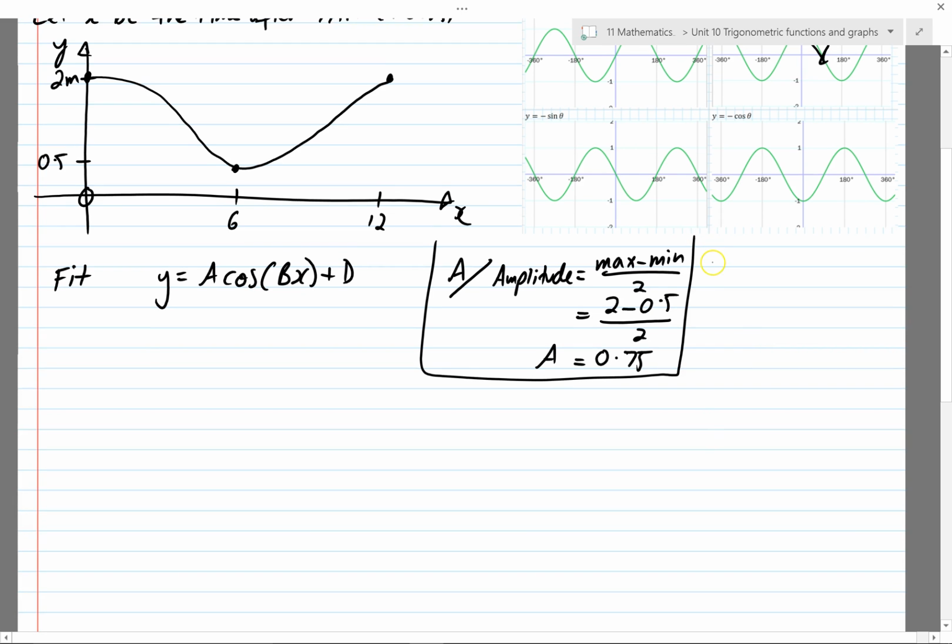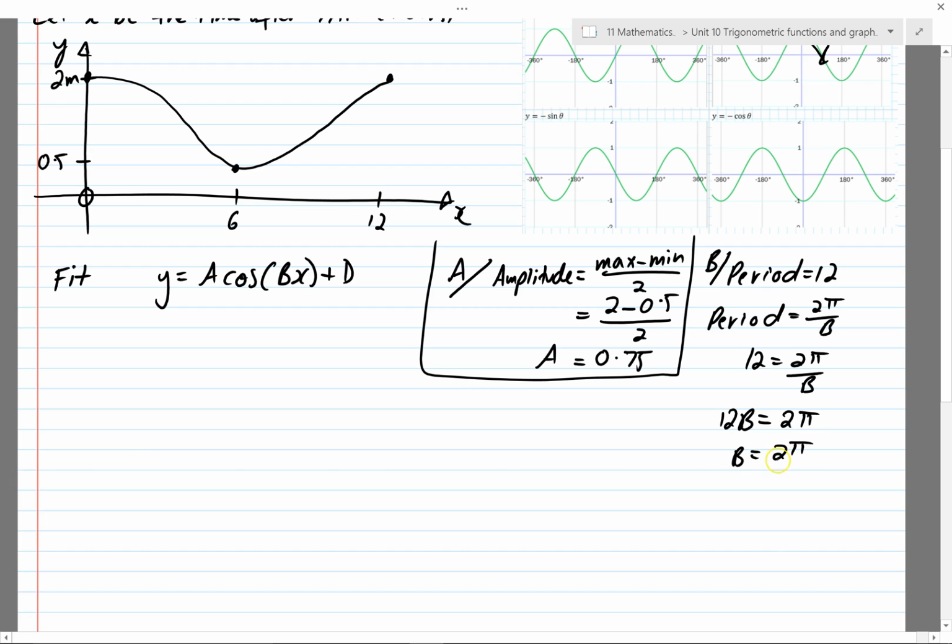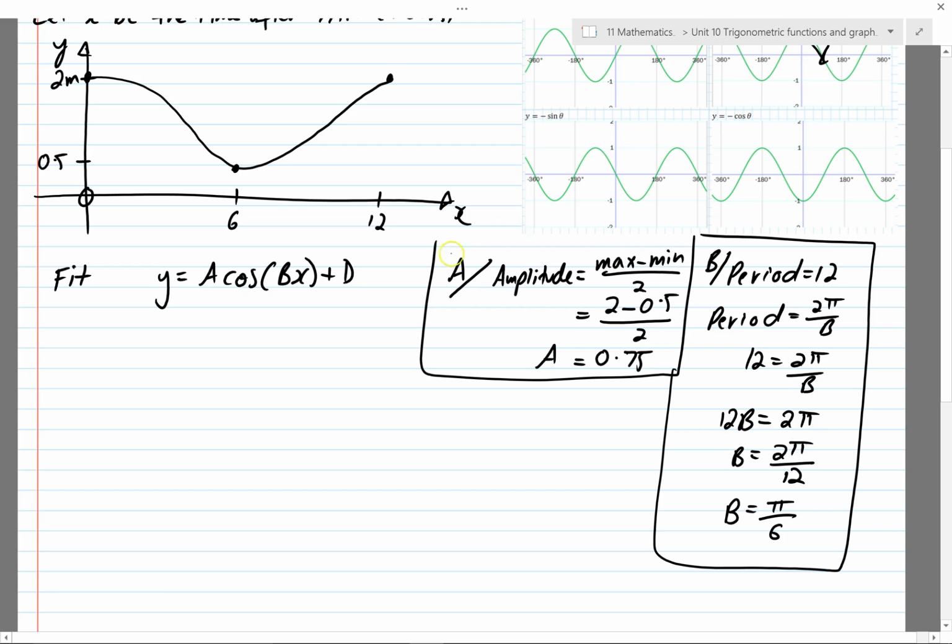In terms of the period and the b value, I can identify that the period is 12 hours. That's going to help me find my b value. Period of 12 hours, remember that the period is 2 pi on b, so I just need to solve this equation for b. I can multiply both sides by b, and then divide both sides by 12. I'll end up with pi on 6 as my b value. Put it in a box, use it later.